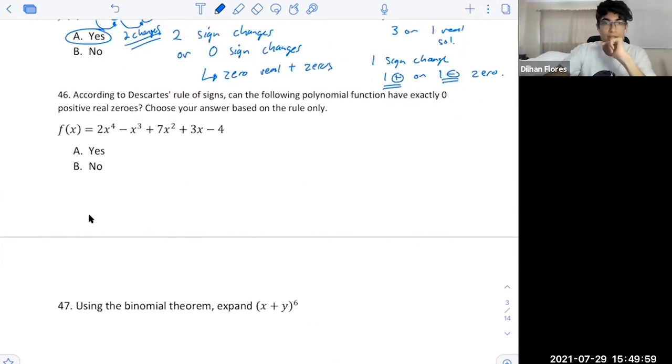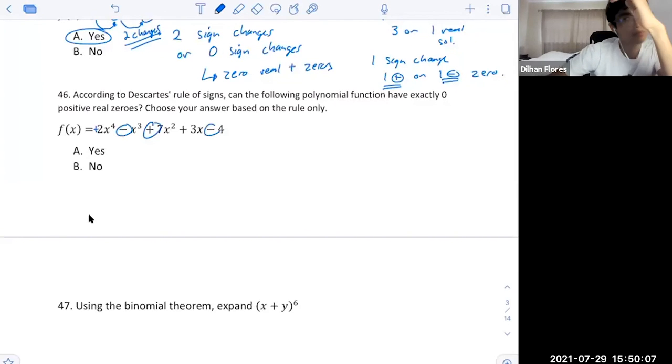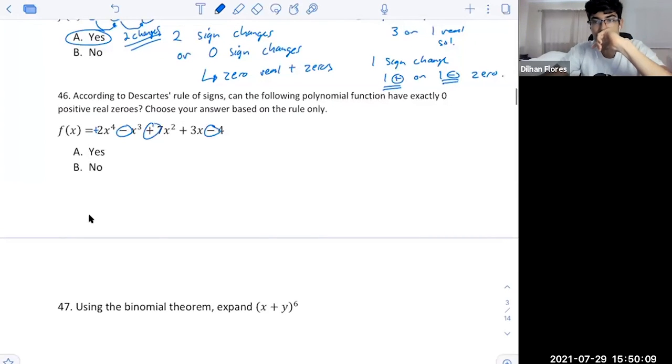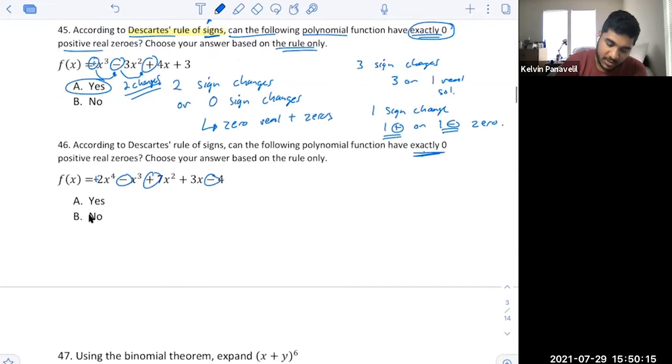And this is going over the same concept. So in this one, we have what? 1, 2, 3 sign changes, right? So can we have 0? No, right? If there's 3, it's either going to be 3 or 1. So this would be no. Okay.